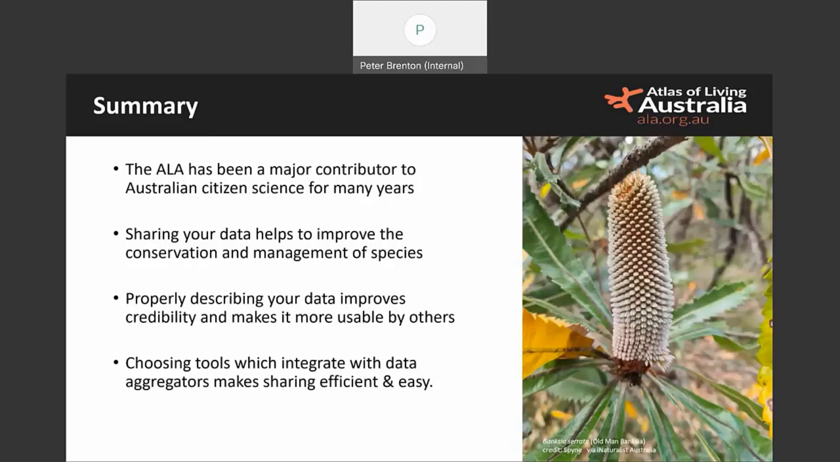When you consider what to do with your data, the notion of sharing makes it more valuable to more people. It adds value to more people, and also helps to improve the conservation and management of species by feeding into bigger datasets that allow for more effective analysis. Properly describing your metadata improves credibility and makes it more usable by others, and also choosing tools which integrate with data aggregators makes sharing much more efficient and easy, and just streamlines the whole process.